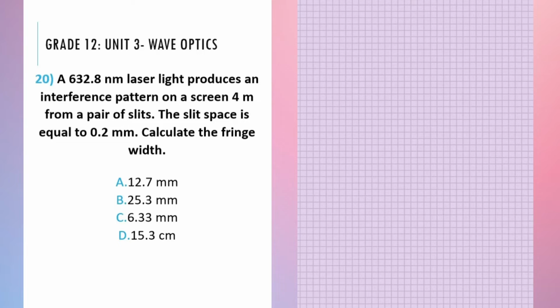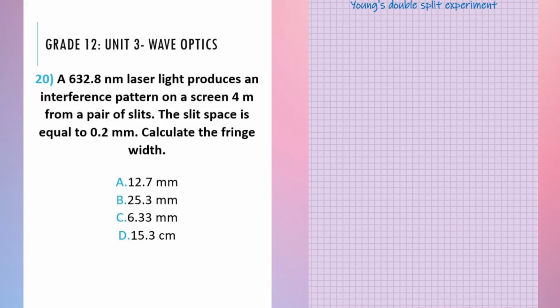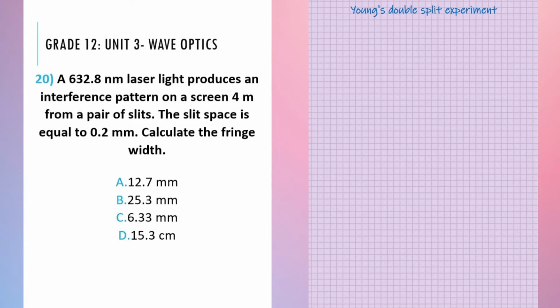Now you could try to attempt this question with mental math, but you're going to have to do some calculation for this question. It's actually a very simple formula, but before we get into that, let's try to understand the concept behind the question. So the question is based on an experiment done by Thomas Young, known as Young's double slit experiment.